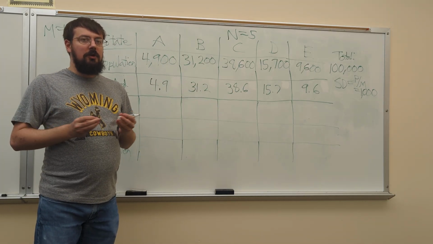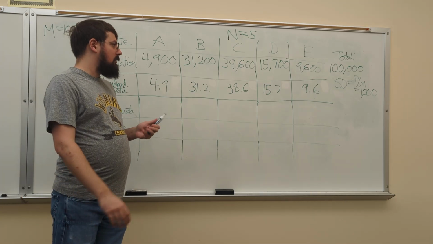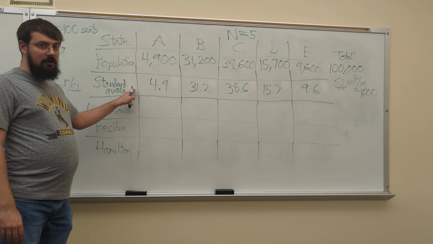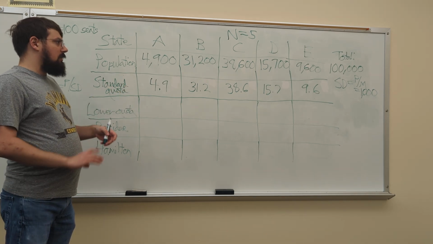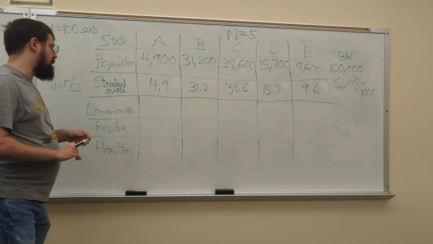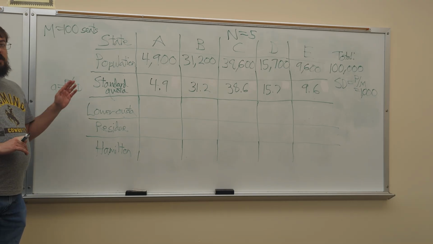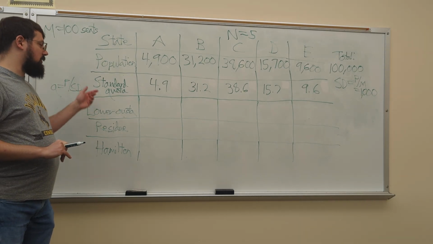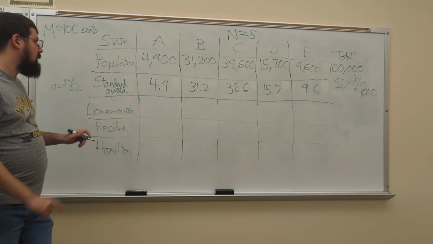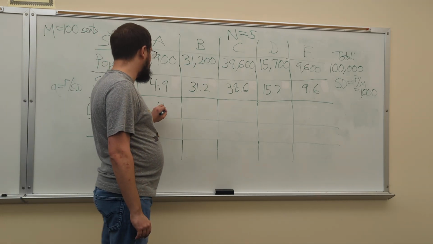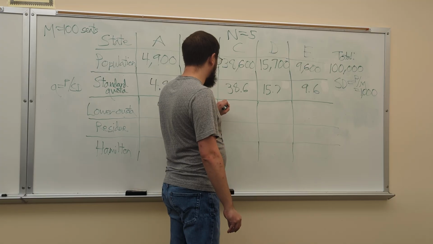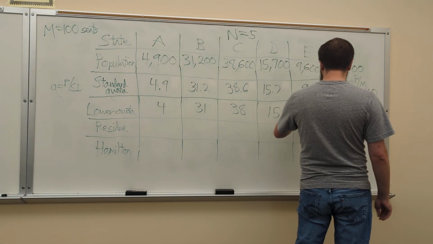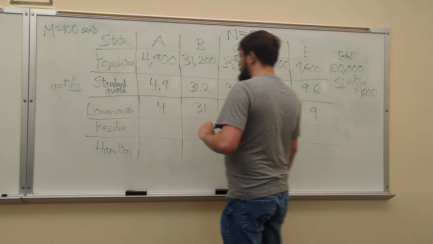So when we are apportioning seats using Hamilton's method, the first step is to calculate the standard quota, which we did in the last video. And then the next step is to find the lower quota, which, as you may remember if you watched the last video, is basically just the standard quota rounded down. So in this case, that would be 4 for A, 31 for B, 38 for C, 15 for D, and 9 for E.